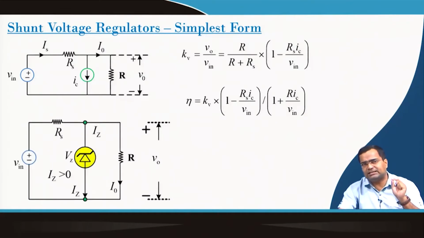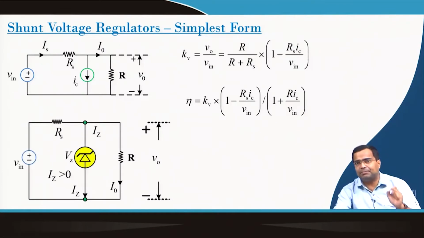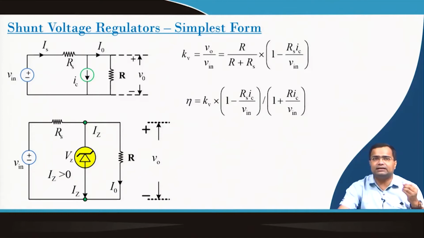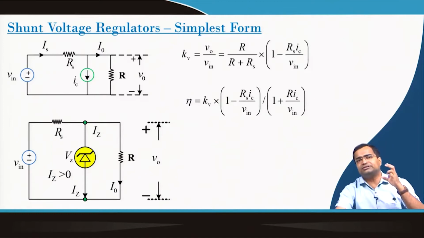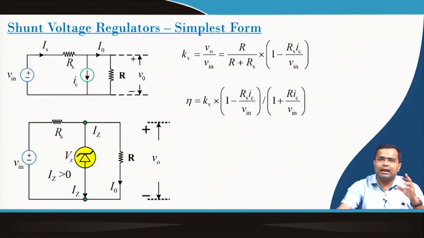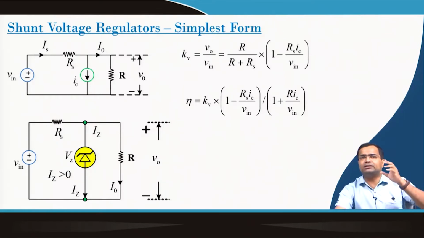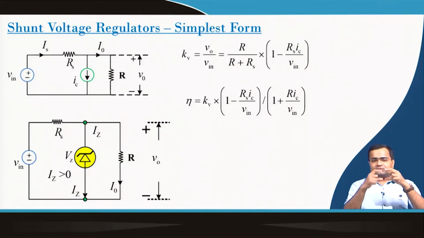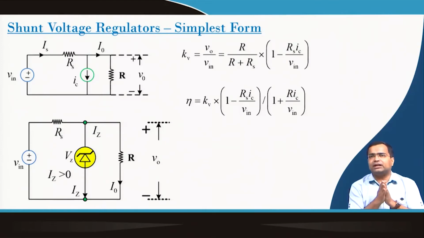A simple example: we can replace this current regulator IC with a Zener diode, where the voltage across the Zener diode can be maintained, and whatever the residual current is goes through the load resistance. That means the Zener voltage will be constant, and the current passing through the Zener diode will be such that the output voltage will be maintained.